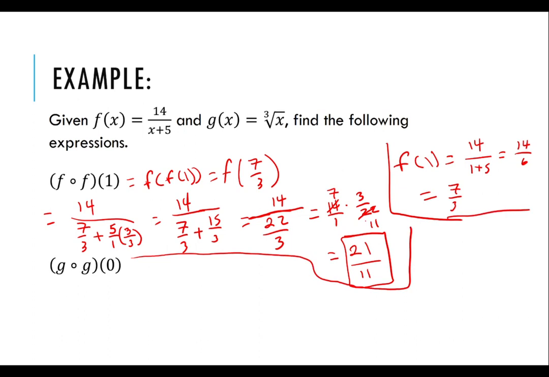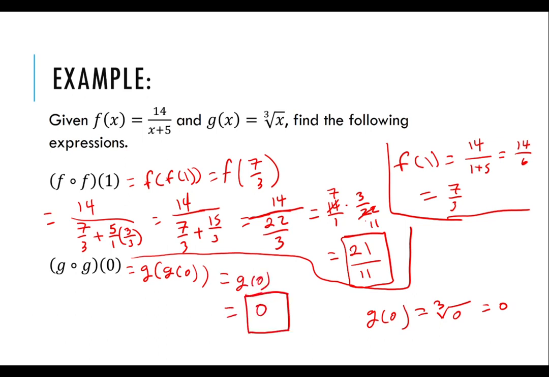Now, g of 0. So we can start by finding g of 0. g of 0 is the cube root of 0, and the cube root of 0 is just 0. So g of g of 0 is the same thing as g of 0, but we've already calculated g of 0 and found that it is 0, and so we're done.